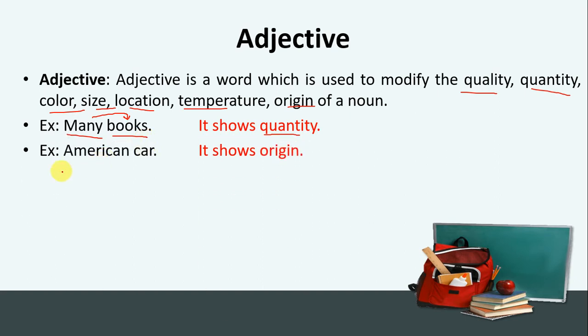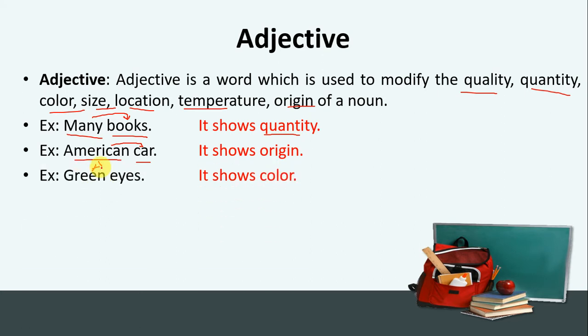See the other one, American car. What type of car? American car. Car is a noun, and American modifies car. So it shows the origin of the car, which is American. So American is an adjective.